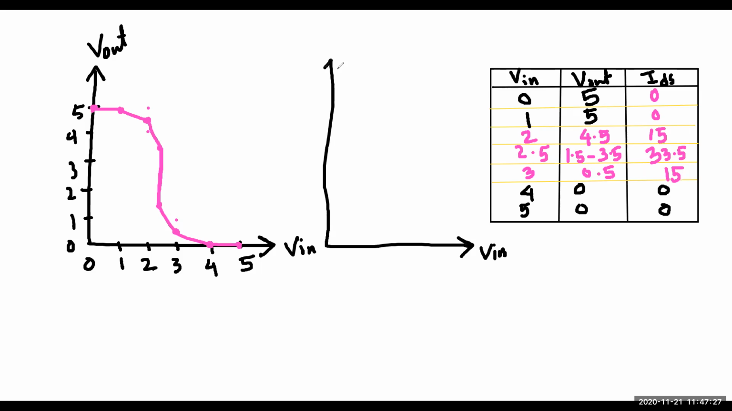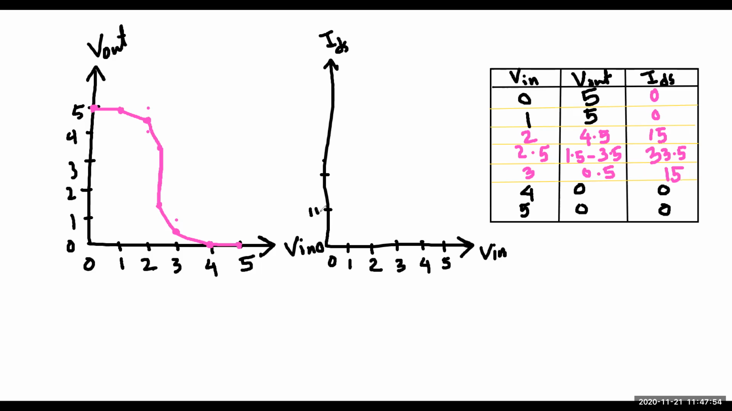B in, this is IDS. Again, 0, this is 1, 3, 5, 4. The value is what? 0, 0, 15, 33.5, 15. So this is 0. Let's say this is 15. This is 30. Maybe this is 33.5.